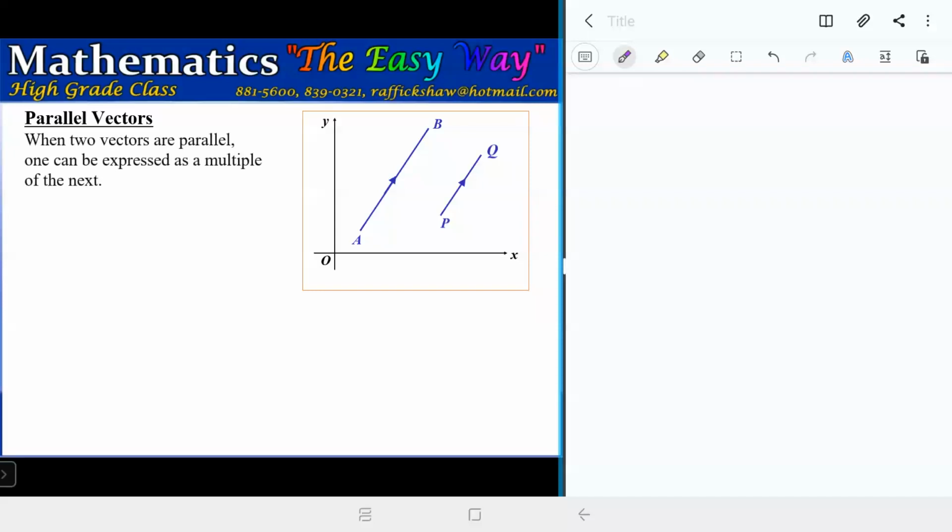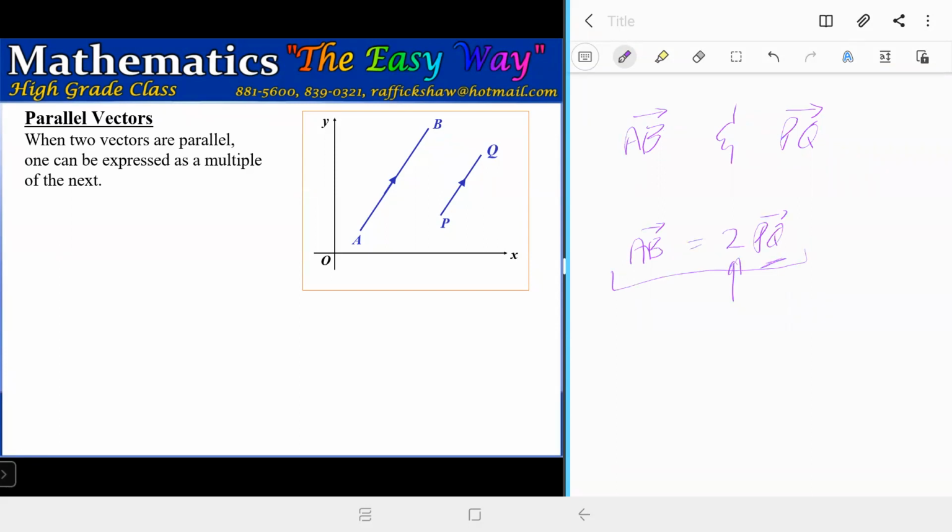When two vectors are parallel, one can be expressed as a multiple of the other, and that is what you'll be required to do in the exam: show that one vector is a multiple of the other. For example, we have the vector AB and we have the vector PQ. If they are parallel, then AB might be equal to something like 2 times PQ. If you are able to show that one vector equals a multiple of the other vector, then you would have shown that they are parallel. That's all you have to do.